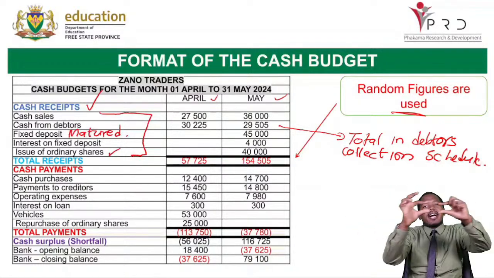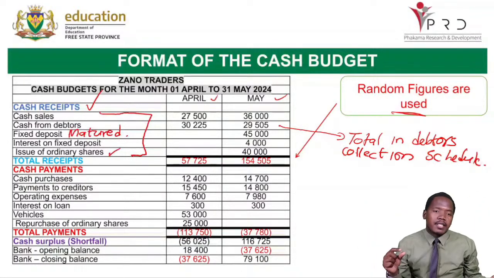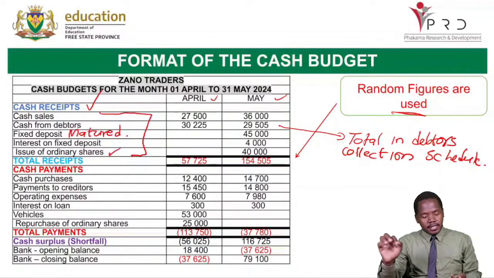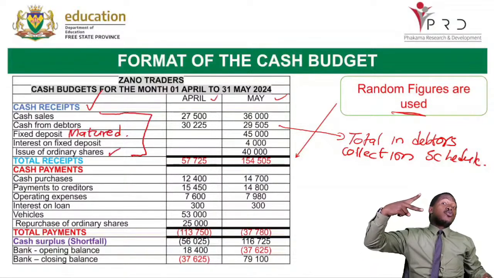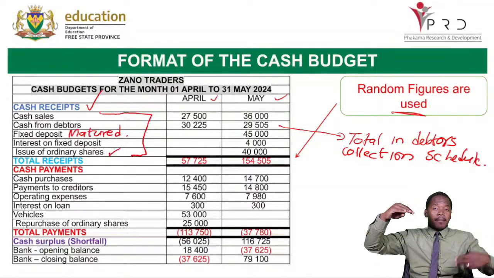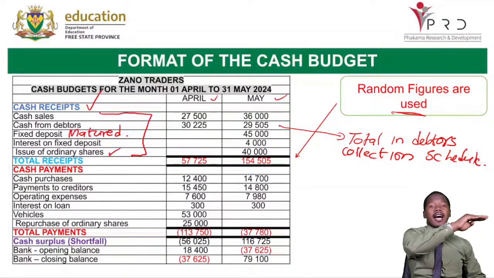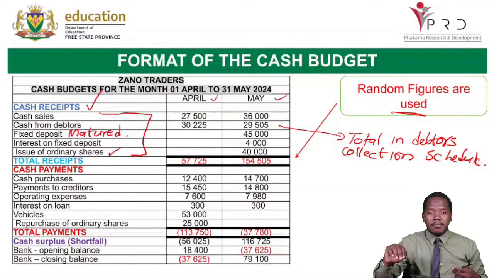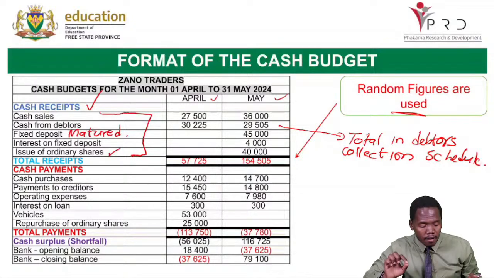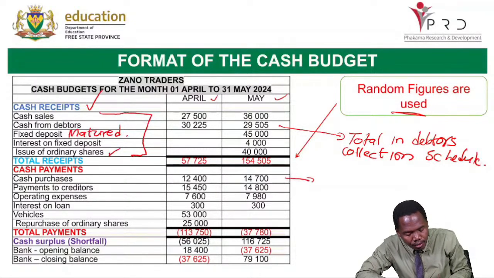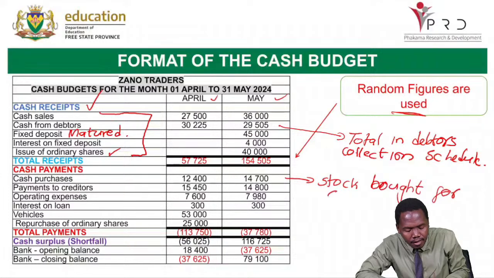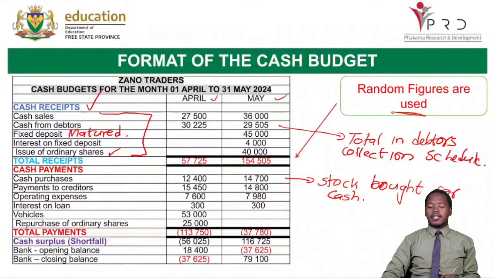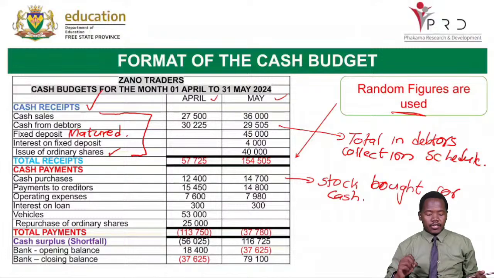Below that, we'll have a heading again. What is that heading written? It will be written cash payments. On top of that, we have total receipts. Cash payments, there are always two compulsory items. Every time, if it's there, it should start with the cash purchases, meaning the stock we bought for cash. So this one, stock bought for cash. This is the stock we bought for cash.